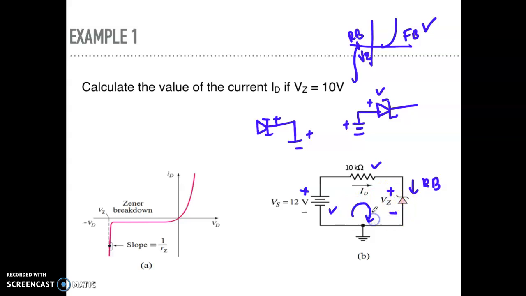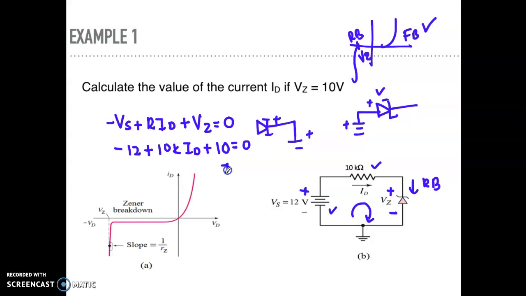First we need to have the KVL equation. So what will the KVL equation be? Minus Vs plus R ID plus, since this Zener diode operates at reverse bias, we need to have here Vz equal to 0. So your Vs, the peak value here, is minus 12 plus 10k ID, and the Zener voltage is a constant voltage, so here it is 10 volt. So you can get the value of your current.